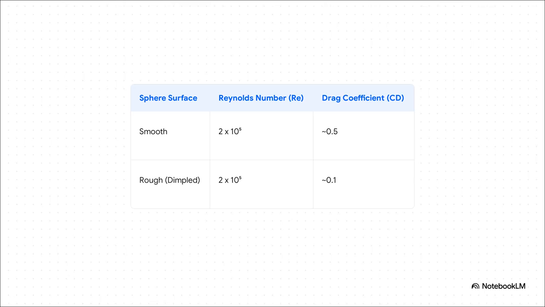And the numbers here tell an absolutely wild story. At the speed of a good golf drive, a smooth sphere has a drag coefficient of about 0.5. But a rough, dimpled sphere at the same speed, its drag coefficient plummets to just 0.1. That means making the ball rough reduces its drag to just 1/5 of what it was before. How is that even possible?